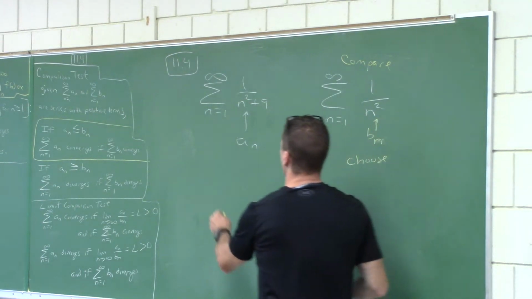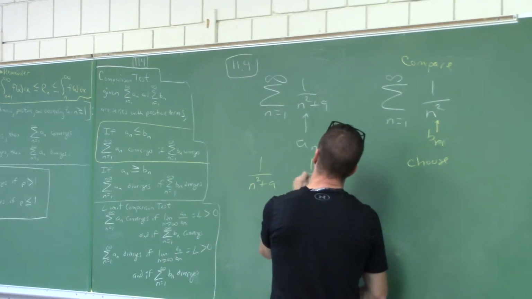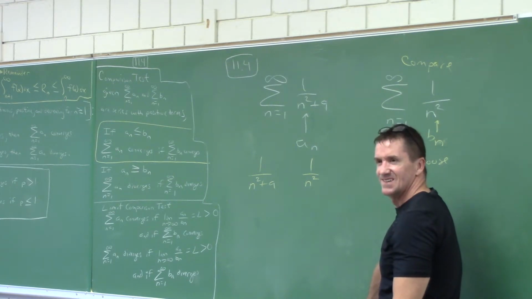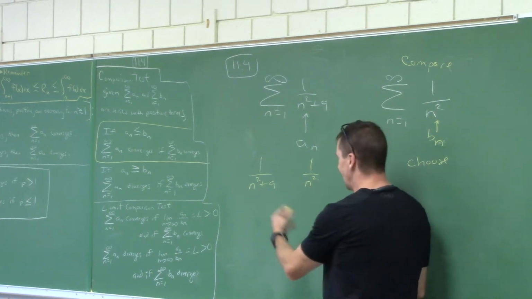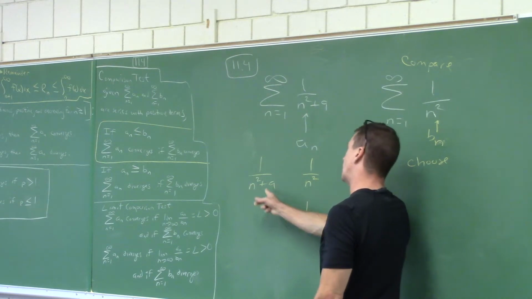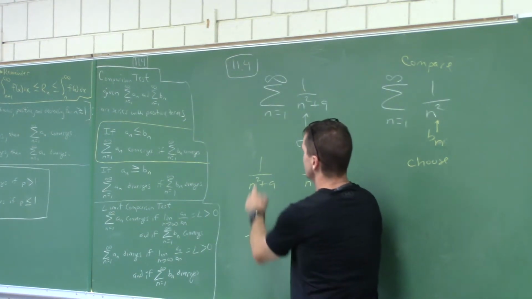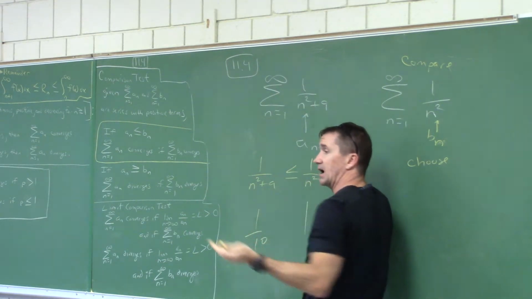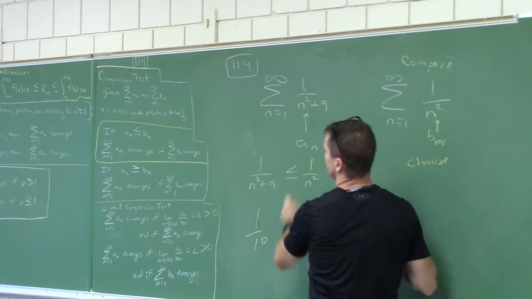So what do you know about 1 over n squared plus 9 and 1 over n squared? Which one's smaller? Sometimes it's hard to tell. Let's plug in a number. If I plug in a 1 here, what's that? 1. If I plug in a 1 over here, what do you get? 1/10. Which one's smaller? So 1 over n squared plus 9 is always less than or equal to 1 over n squared for n equal to 1 and higher, right? That's true. So this is less than this.